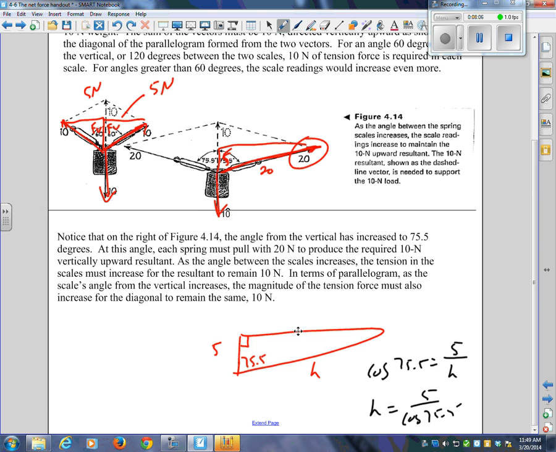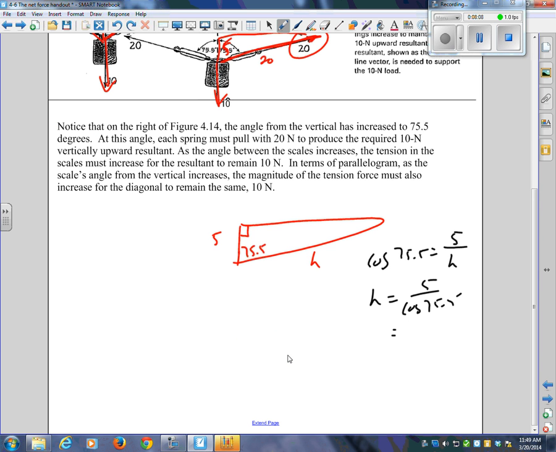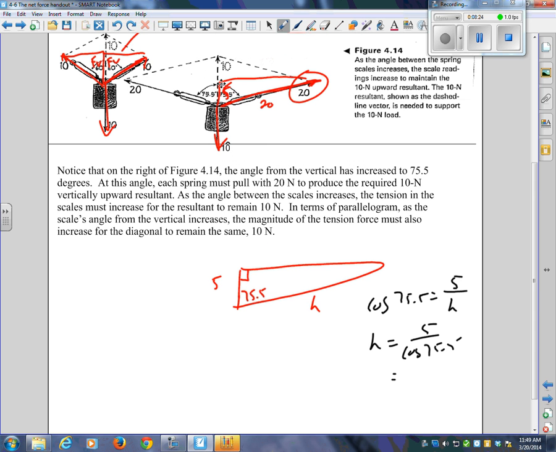Somebody do the math, please. What's 5 divided by cosine of 75.5? Because I want it to be proved. Why did you do cos 75.5? Because that's what that angle is right there. 19.96. It says it's 5 newtons. 19.96, right? Which is 20 newtons. I'm still in radians. Yeah, get out of radians.